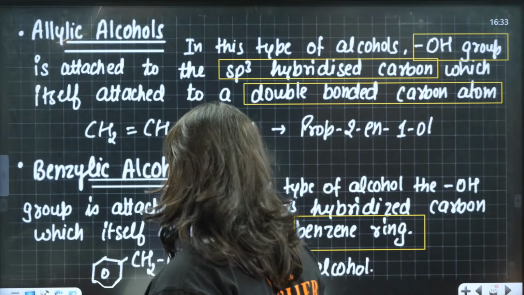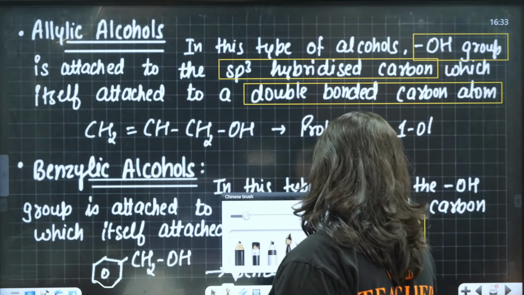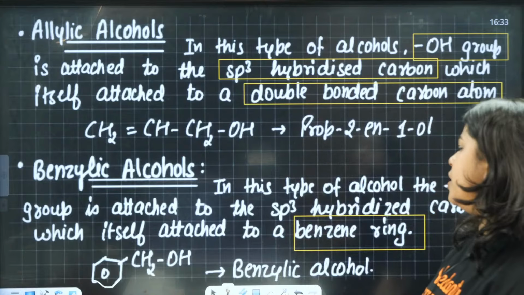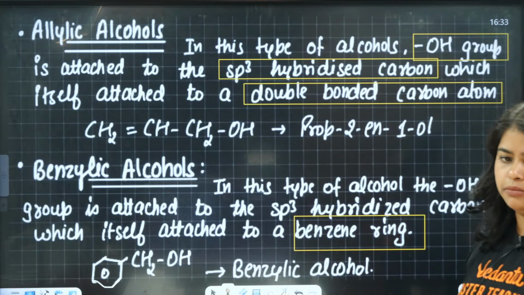This is how the reaction is going to form. CH2OH attached to benzene, that is benzylic alcohol, is going to form.